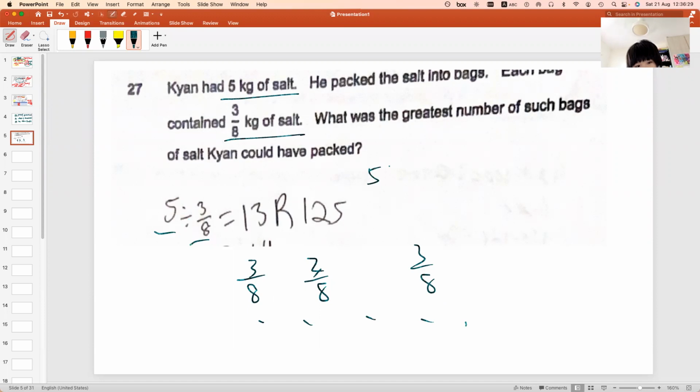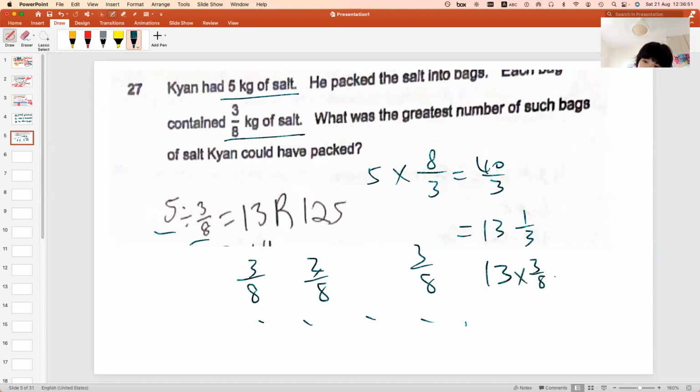Since you are not allowed to use a calculator, just use manual calculation. So you get 40/3. 40/3 is 13 and 1/3. Basically, you have 13 of this 3/8, right? 4.something. And then you have 1/4 of this.